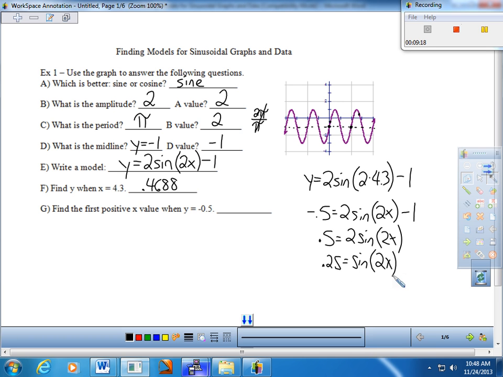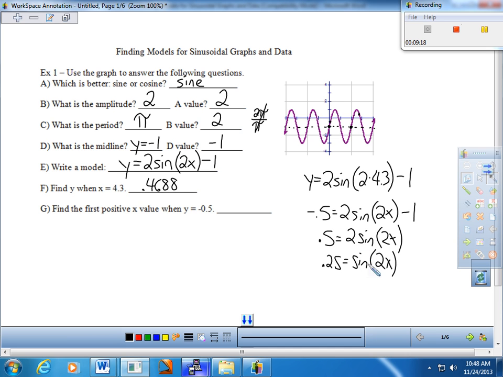All right, 2 down, 2 to go. Now I think the next thing we have to do is undo this sine right here. In order to get this variable by itself, this has to go. Well, what is the opposite operation of the sine function? Inverse sine.